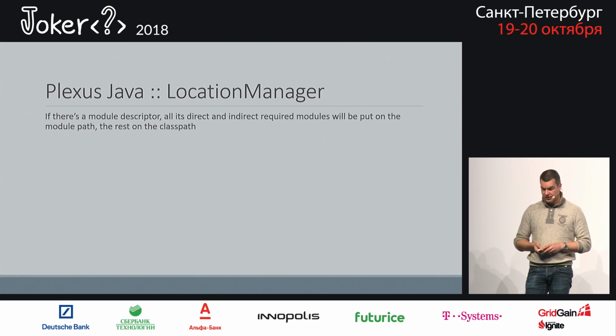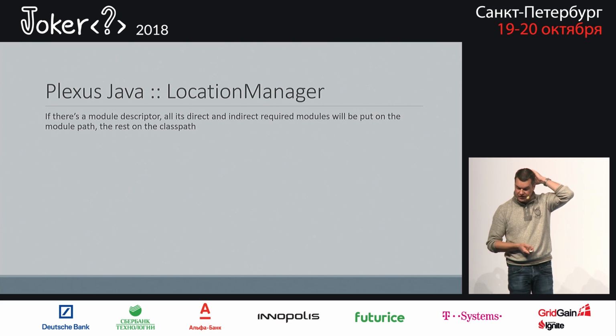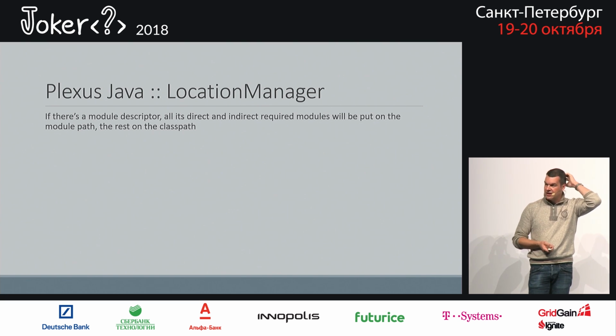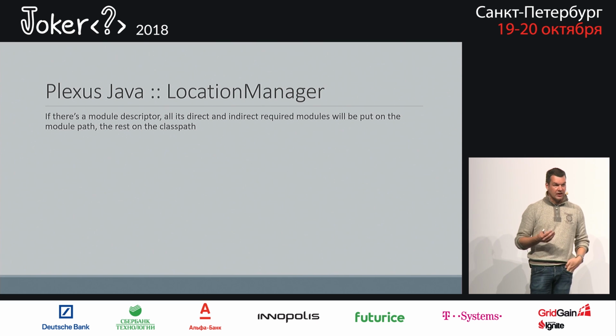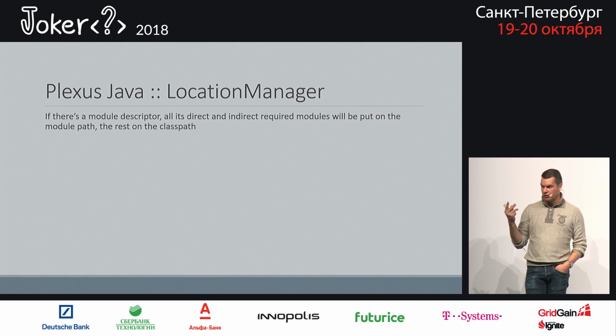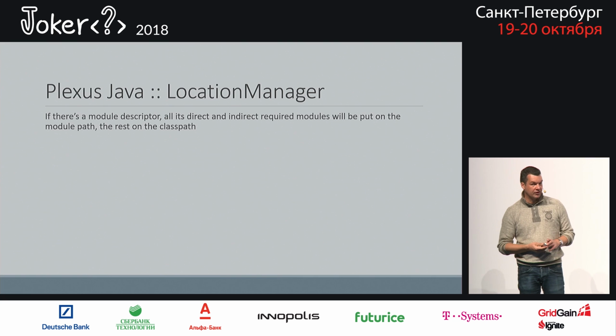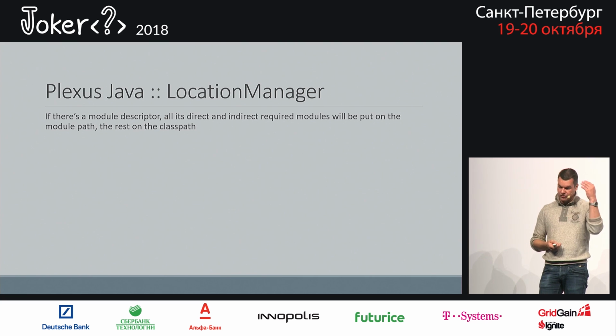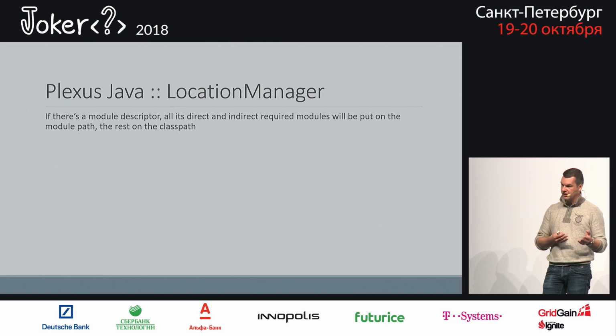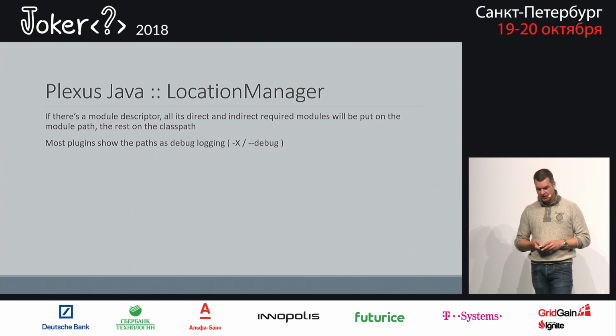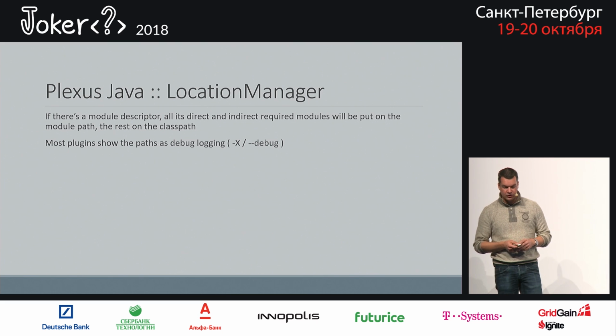If you take a look at the location manager, what it is looking for is, if there is a module descriptor, I will go through all the jar files you have, and first I'm going to analyze them to see what the name of it is. And after that, it is going to build up the whole graph, and then it knows, okay, I saw that this one was required, so I will put that on the module path, and all the rest will go to the class path. Most of the time, you can switch on the debug logging on a plugin, and it will show you where all these files go to.